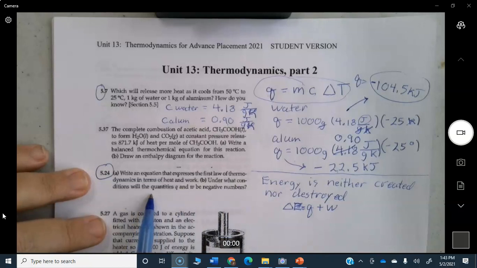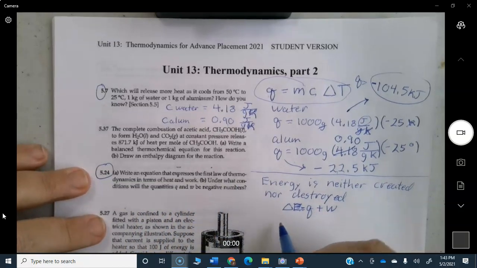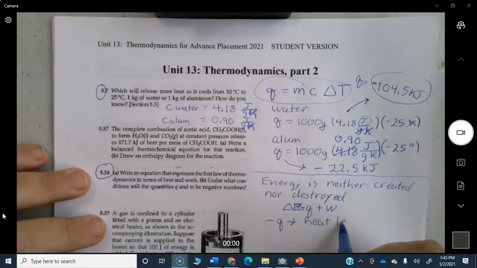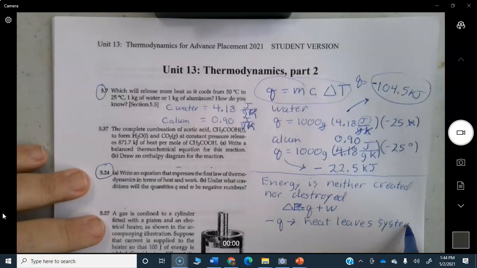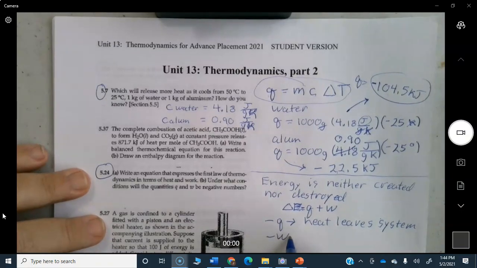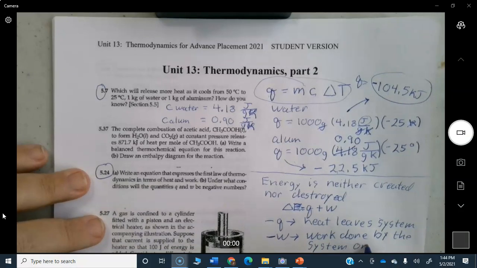Okay. Under what conditions will the quantities Q and W be negative? Negative Q is when heat leaves the system. The system is simply where the chemical reaction is taking place. Negative work is work done by the system on the surroundings.